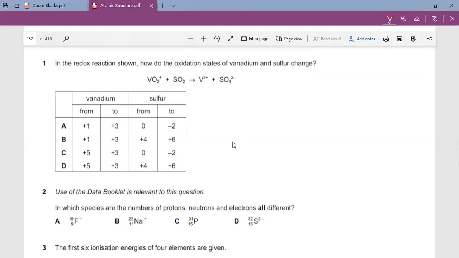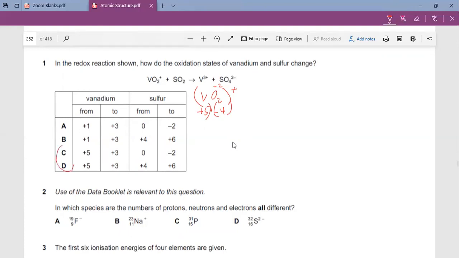Remember this VO2 plus, that means the whole thing is positive. Not for oxygen, remember. Learn to view things. Oxygen is of course -2, so 2 times -2 is -4. Work this out fast. So what must this be to be positive here? It must be +5. So when it is +5, it changes to +3, +5 to +3.